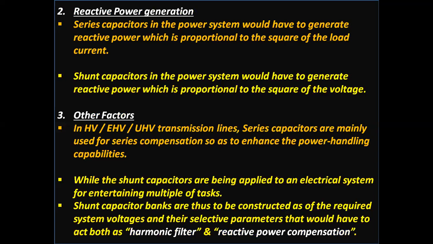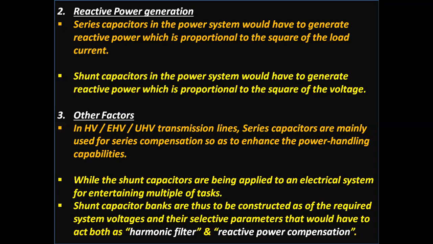Series capacitors in the power system generate reactive power which is proportional to the square of the load current, whereas shunt capacitors generate reactive power which is proportional to the square of the voltage. Other factors.